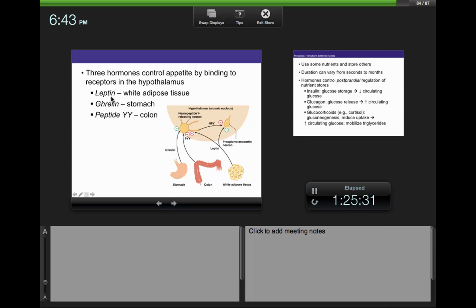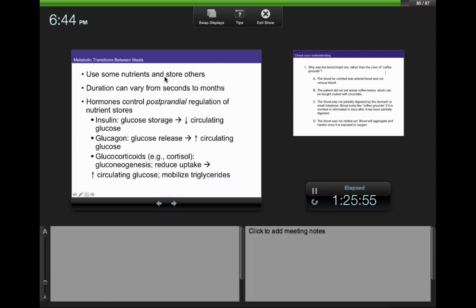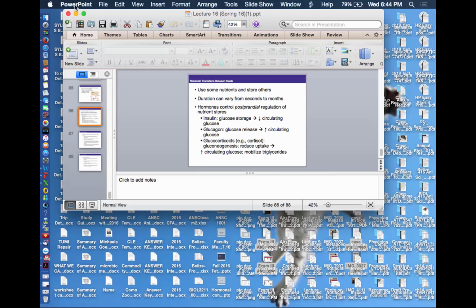Leptin decreases appetite. It's released from white adipose tissue. Like I said in class, it was supposed to be the diet pill, till they realized it just increased the amount of white adipose tissue or fat tissue. And then peptide YY from the colon also decreases. All right, that's it. Don't worry about this one. We actually covered it today. Glucagon, insulin. Okay? All right, so what do we have?